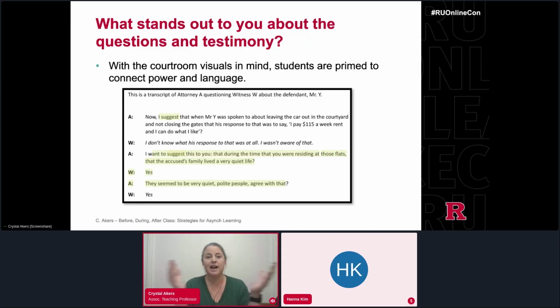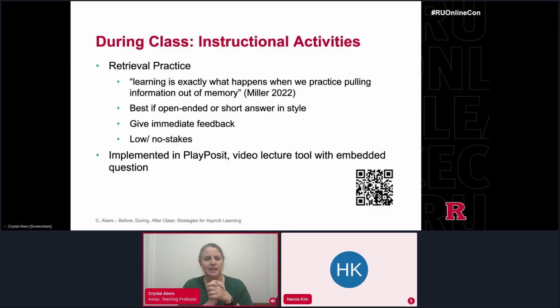Okay, so during class, instructional activities. That's the period of instructional time, right? So here I want to focus on retrieval practice as the cognitive science informed learning strategy. So I really like Miller's definition here that learning is exactly what happens when we practice pulling information out of memory. So retrieval practice is such an important strategy for learning that you might have noticed it was the one strategy that appeared in that RR2PG framework in every category before, during, and after class.